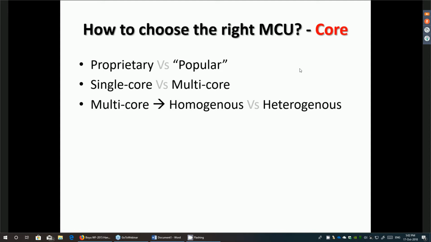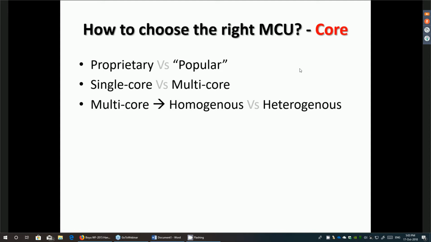So here I challenge the students with a question, okay? What is the primary difference between a chip made by one company compared to a chip made by another company? Let's say, for example, a microcontroller made by Texas Instruments compared to a microcontroller made by Microchip, okay? And the answer is the CPU, right?